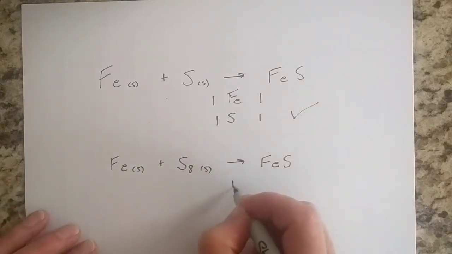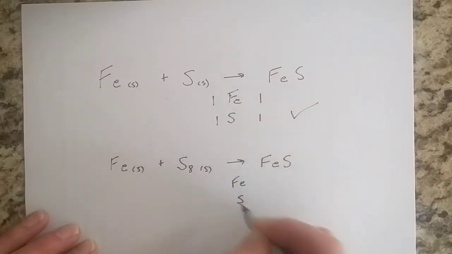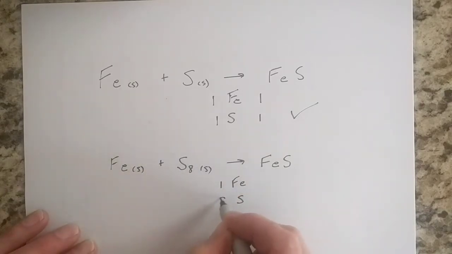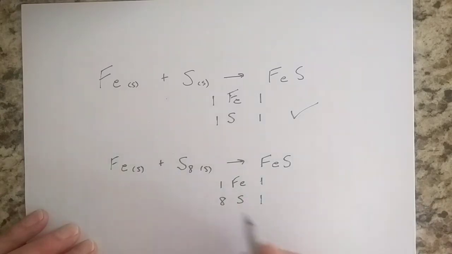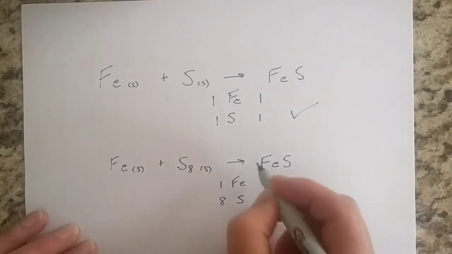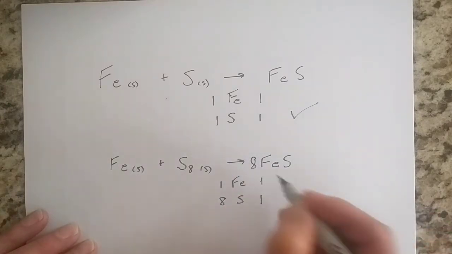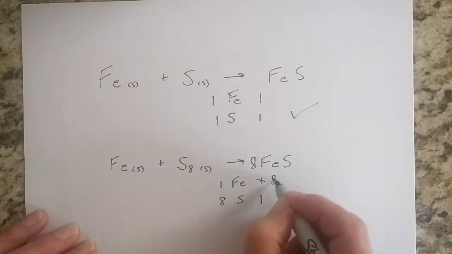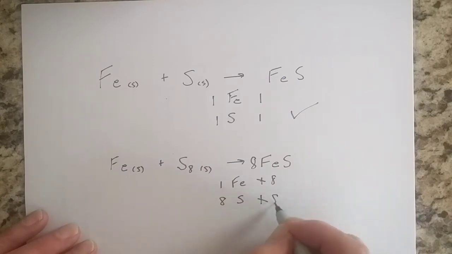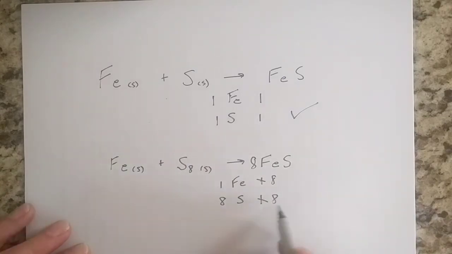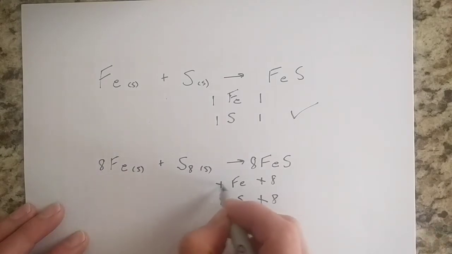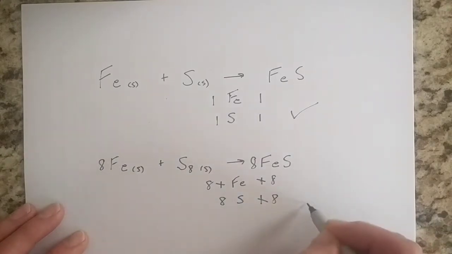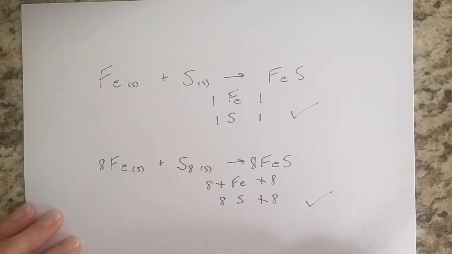In this case, we do the same process, Fe and S, but here we have 1 Fe and 8 S. Over on this side, 1 Fe and 1 S. So we need 8 sulfurs, put in a coefficient of 8. That gives us 8 iron atoms and 8 sulfur atoms. So the sulfur is balanced, and now we just need to balance the iron. I need 8 iron, put in my coefficient of 8, update my atom count, 8 and 8, I am balanced.